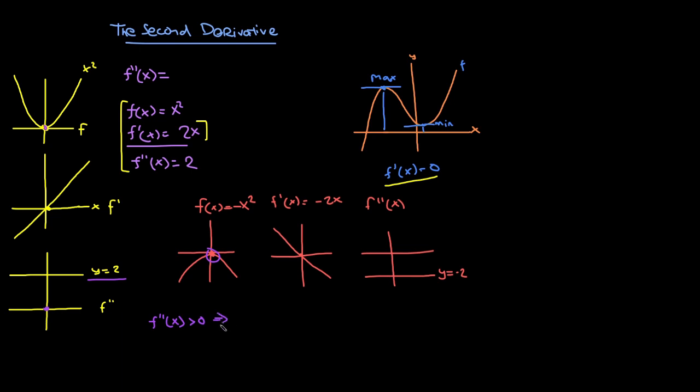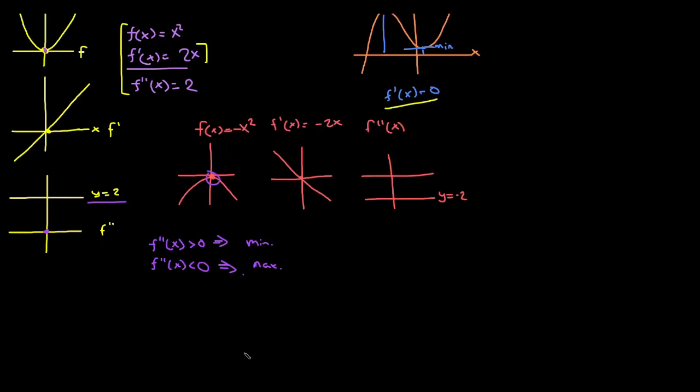Then you'll get a minimum. And when you have a negative second derivative, that will give you a maximum. And when you have a second derivative equal to 0, that's going to give you something wholly different, but we'll cover that in another video. It's called an inflection point, but you don't have to know that for now.